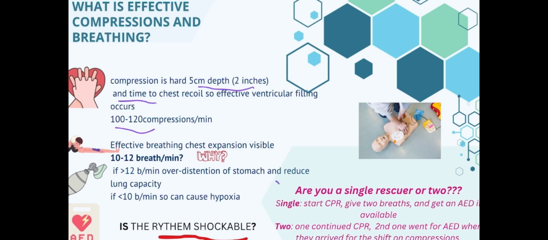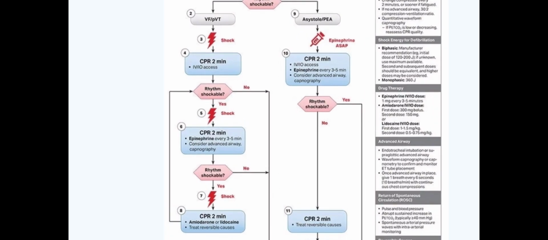So one more important thing, whether you are a single rescuer or two rescuers. If you are a single rescuer, then start CPR at 30 to 2 breaths until the AED arrives, or if you are outside the hospital. If you are in the hospital, then call for help, start the CPR and get an AED as soon as possible, and check the rhythm whether it is shockable or not. And if you are two rescuers, then one can start the breathing part and the other the compressions. Okay, moving on further.